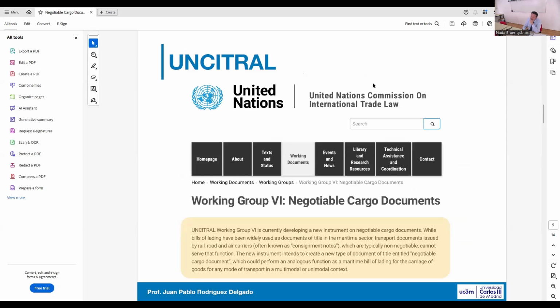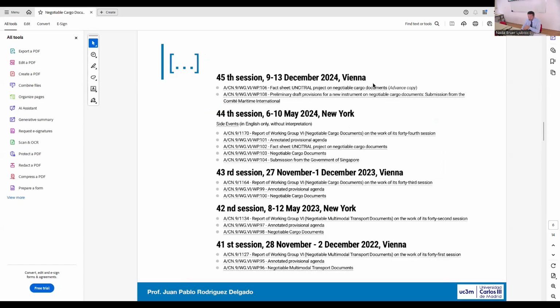the Working Group number 6. Working Group 6 at that moment had finished its work on the judicial sale of ships and assumed the task of continuing work on transport, with the Negotiable Cargo Documents Convention. In all of these sessions, I was part of the Spanish delegation at UNCITRAL drafting this convention.